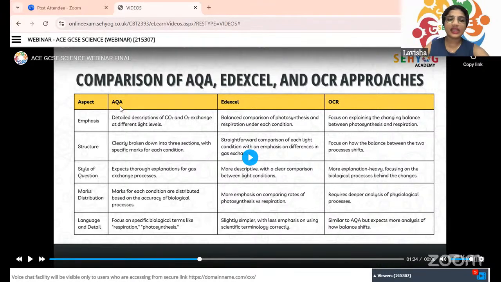Where AQA is expecting a detailed description of the CO2 and O2 exchange, Edexcel is just expecting the balancing of photosynthesis and respiration, because these are the 2 processes which are quite prevalent and going on. And there is also OCR. OCR is expecting you to explain the balancing between photosynthesis and respiration again.